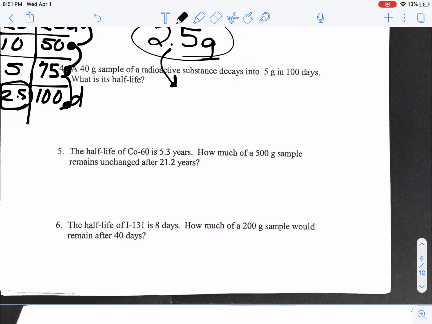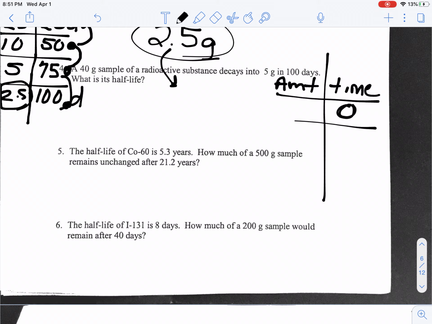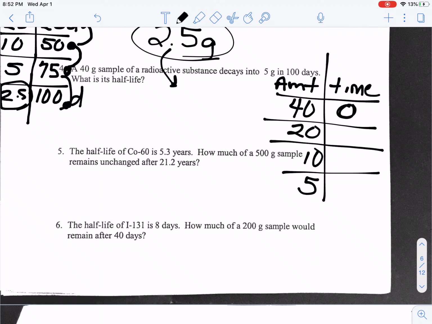Number 4 says, I have a 40-gram sample of a radioactive substance. It decays into 5 grams in 100 days. So off to the side again, I set up my amount and my time, starting at 0. I have a 40-gram sample, and it decays into 5. So 40 in half is 20, 20 in half is 10, and 10 in half is 5 grams. Next to those 5 grams, you have 100 days.